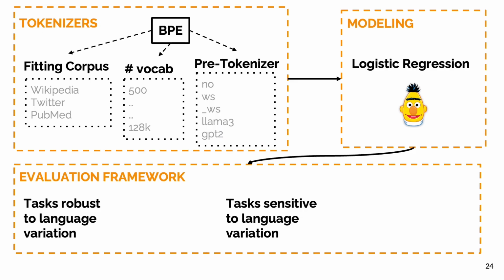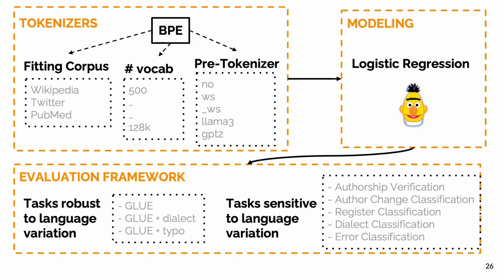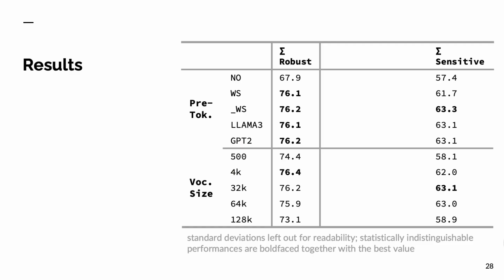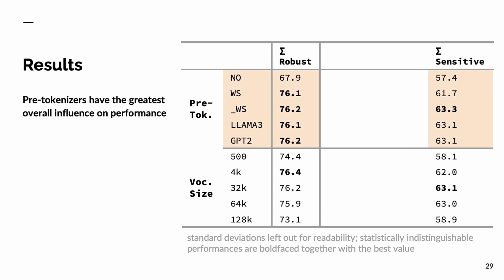Then for modeling, we work with logistic regression and BERT-based models that we train from scratch. And we evaluate on several tasks here. I'm not going to get into the details of tasks that are robust to language variation and sensitive to language variation. Quickly to the results. Here you see, for the pre-tokenizers and the vocabulary size, the aggregated performance scores for tasks that are robust to language variation, and the aggregated performance scores for tasks that are sensitive to language variation.